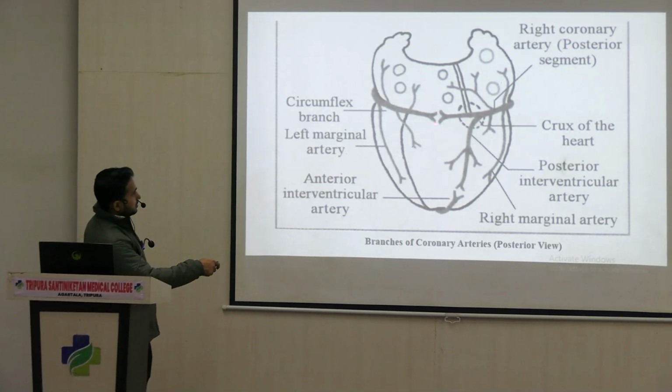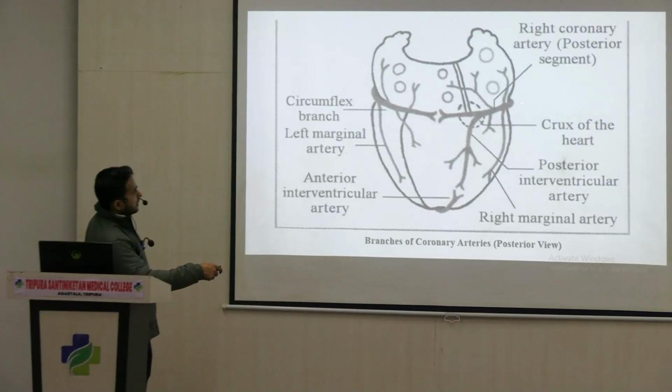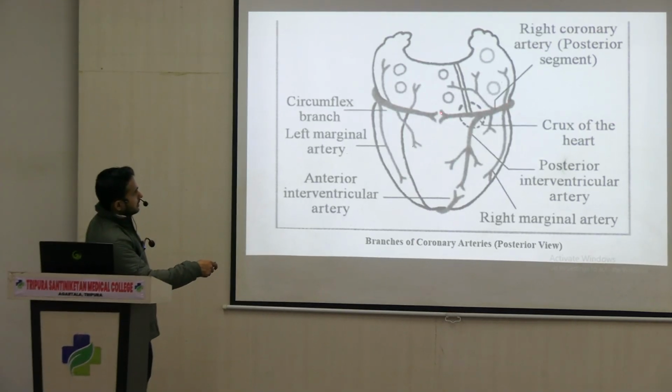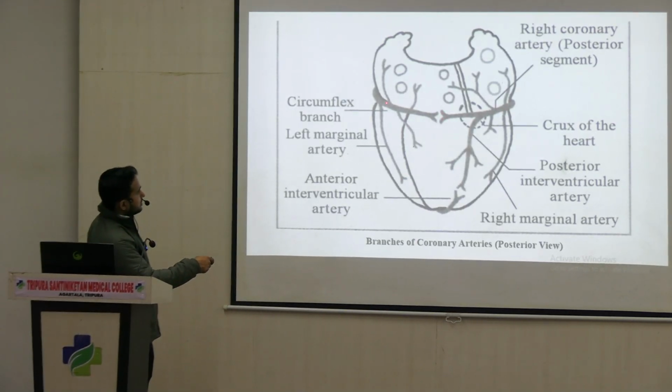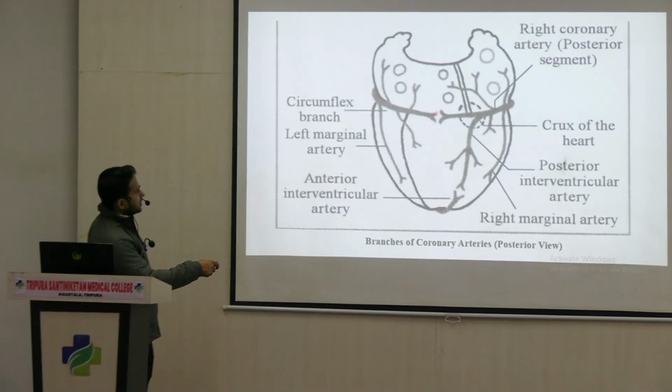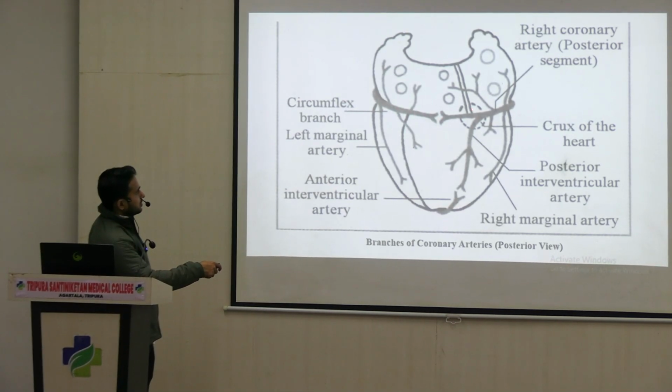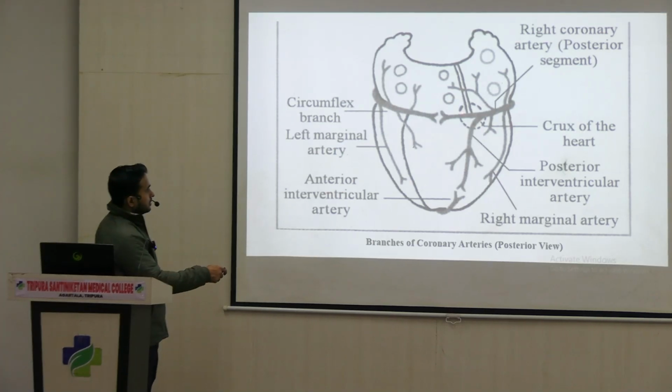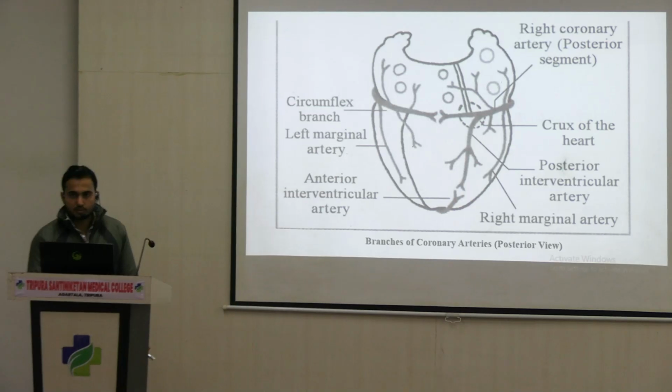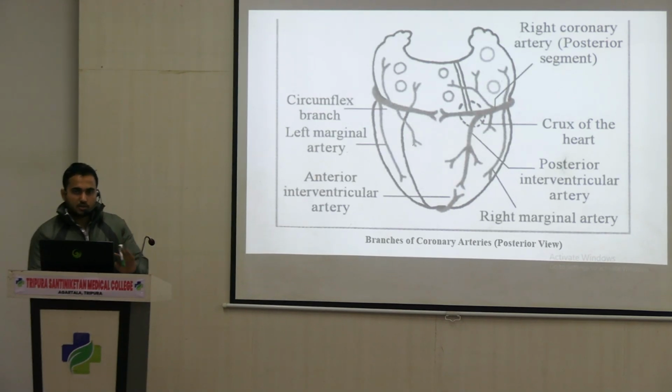So see the posterior view. This is the termination. Here you can see the right coronary artery. The anastomosis is taking place with the circumflex branch of the left coronary artery. This is the termination, and this is the crux of the heart. So on the left side of the crux of the heart, the termination is taking place. So like this, you can use these two diagrams.